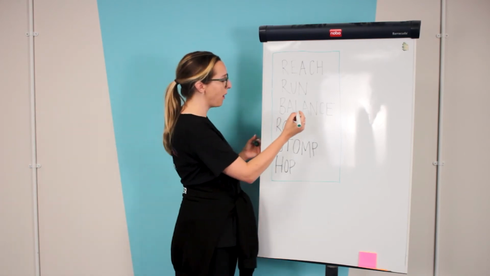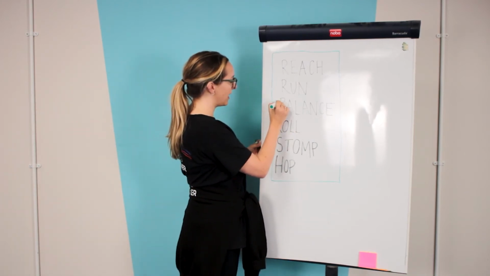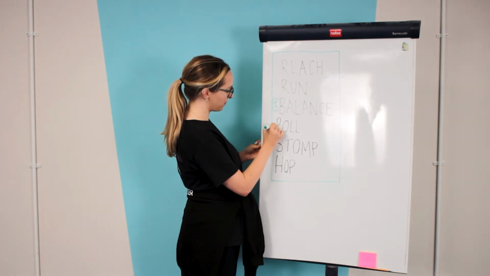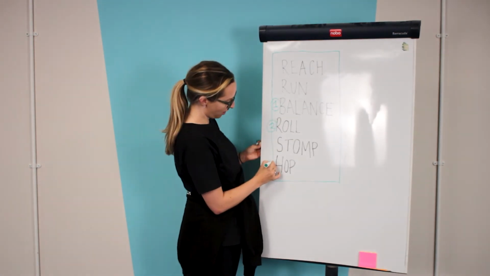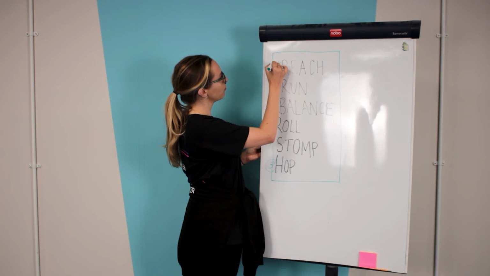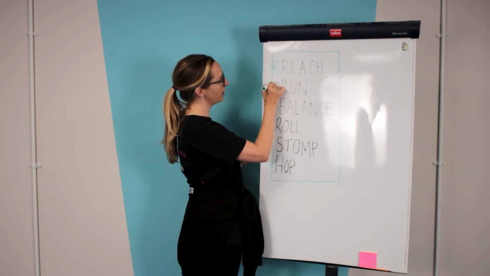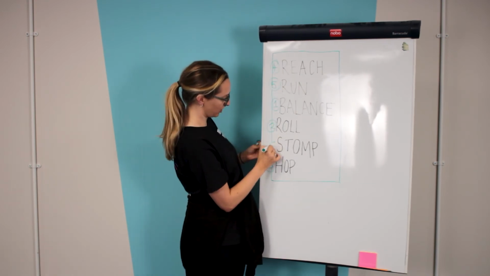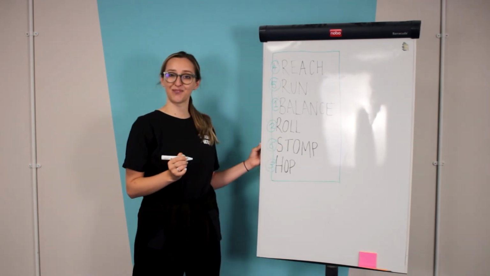So for example, balance, I'm going to put as number 1. Roll, I'm going to put as number 2. Hop is going to be my number 3. Reach, 4. Run, 5. And that leaves stomp to be 6.